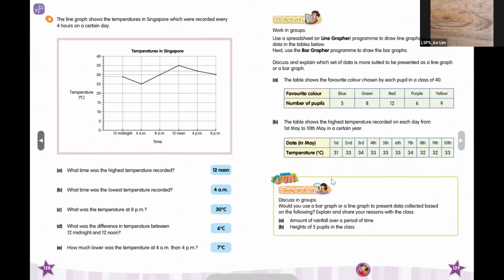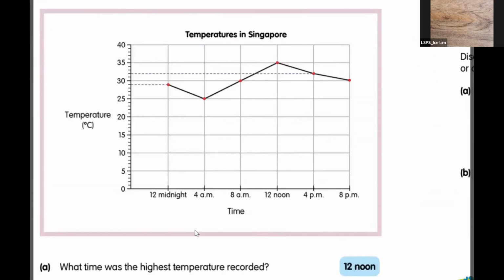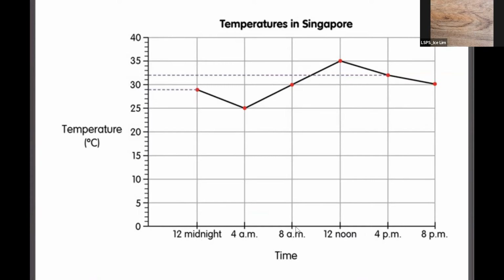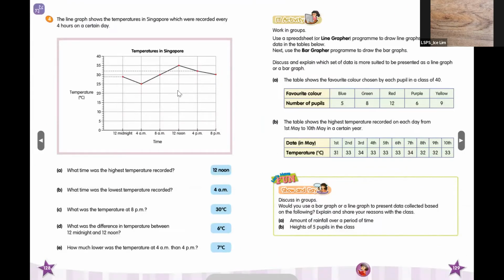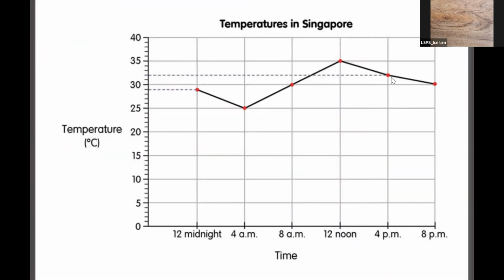Okay. Now, let's take a look at our workbook now and we try out some of the questions. Now, just before that, there are some more interesting questions here. If you look at this graph here, it shows you the intervals of 12 midnight, 4 a.m., 8 a.m., 12 noon, 4 p.m., 8 p.m. And 0, 5, 10, 15, 20, 25, 30, 35, 40 degrees Celsius. So these are all regular intervals. And the red dots represent the markings that were given.